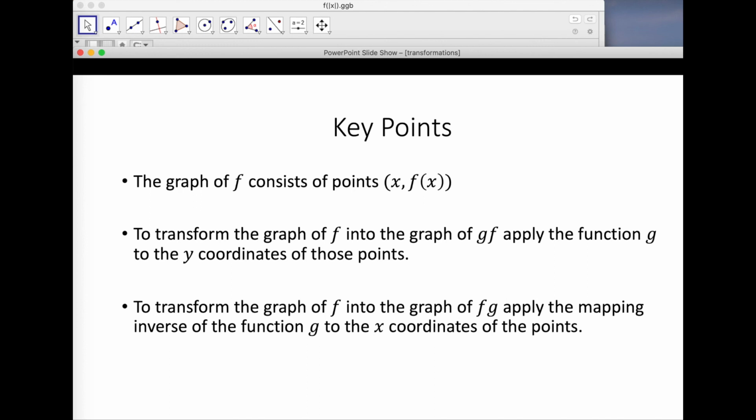Now in this video we've only used two very simple functions, g, mx plus c, and mod x. But in fact this formulation is completely general and will work with any g. And in my next video I shall explore function transformations a bit more and connect them to other parts of the syllabus.